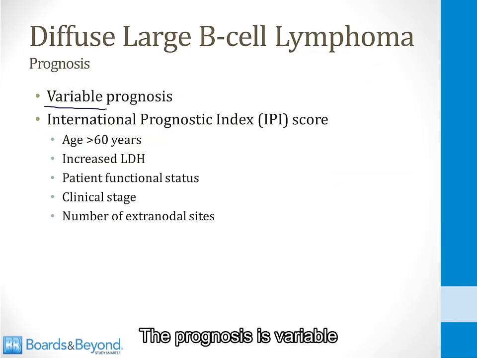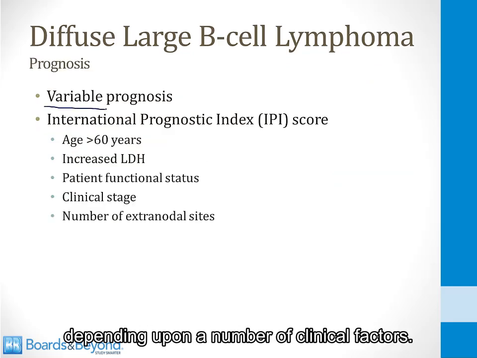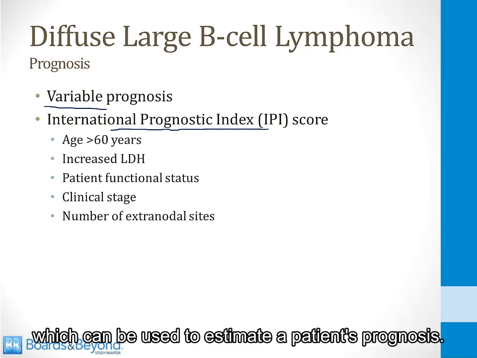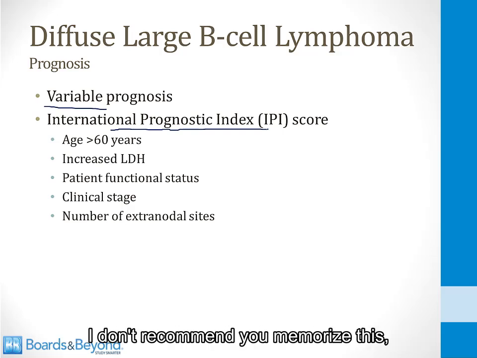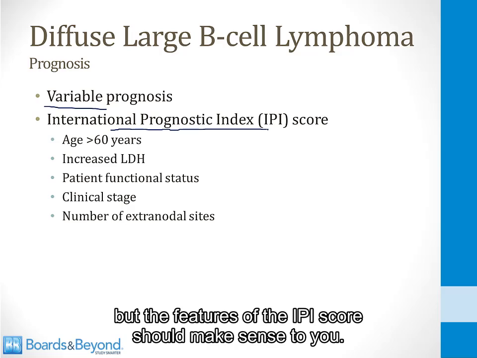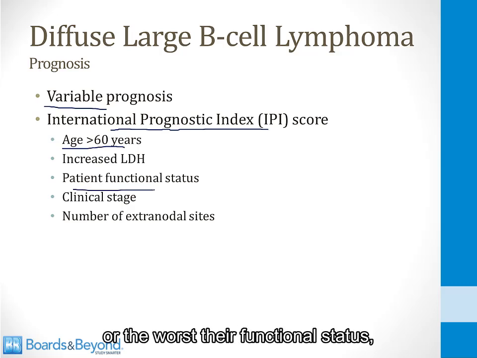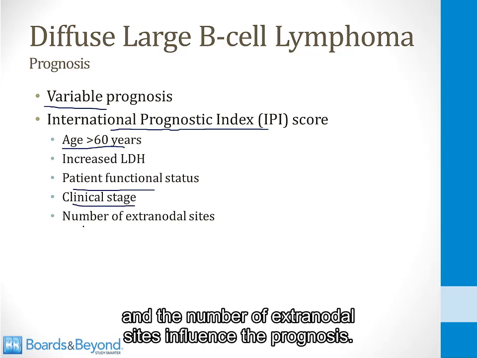The prognosis is variable depending upon a number of clinical factors. There's something known as the International Prognostic Index, or IPI score, which can be used to estimate a patient's prognosis. I don't recommend you memorize this, but the features of the IPI score should make sense to you. Obviously, the older the patient is, or the worse their functional status, the worse their prognosis. In addition, the clinical stage of the tumor and the number of extranodal sites influence the prognosis.